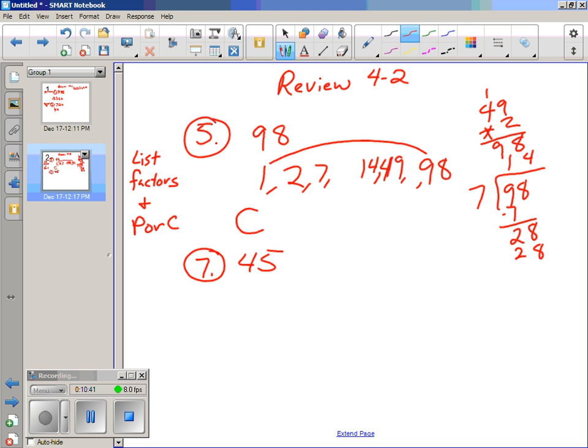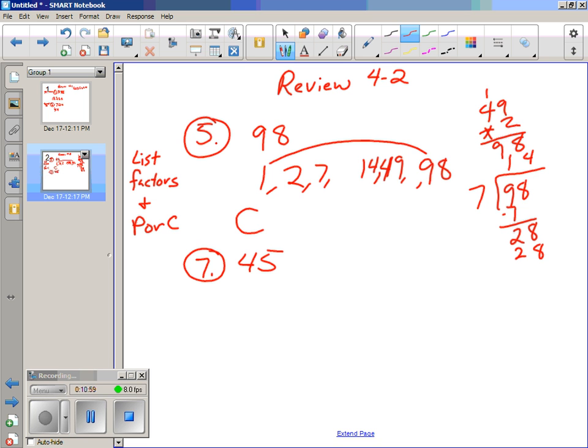Now we need to keep going up. Okay, let's see if 9 works. Is 9 going to work? No? What about 8? You know what? If 4 doesn't work, I know 8's not going to work. Okay? So that's a simple way. That was a good question. What about 8?